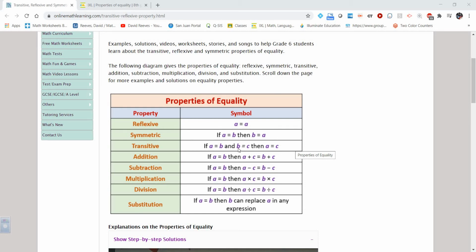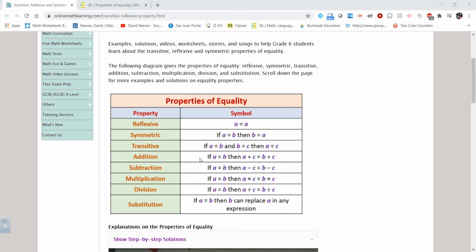And the substitution property down at the bottom says, hey, if A is equal to B, then anywhere you see A, you can replace it with B, and anywhere you see B, you can replace it with A.